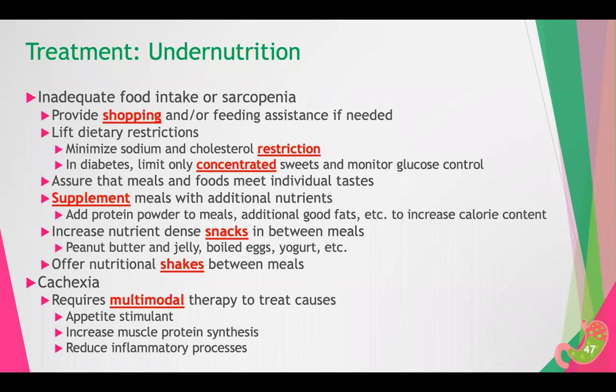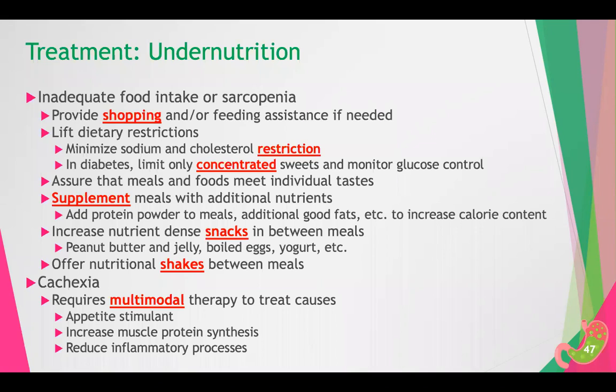We also want to assure that meals and foods meet the individual's taste, so consider the food preferences and the culture. I know that in certain institutions like long-term care facilities, they might have a set meal schedule or set type of food. For those clinicians who are in those facilities, if there is a person who is experiencing undernutrition, possibly see what types of food they actually eat. And if they're from a different culture, see about going to restaurants to pick them up something that they will actually eat.